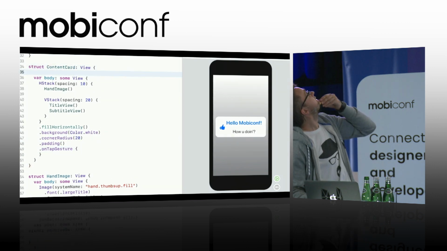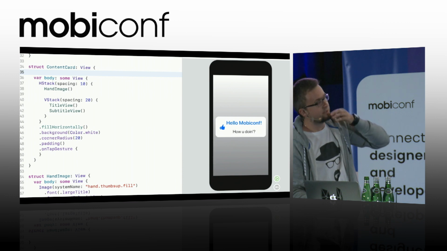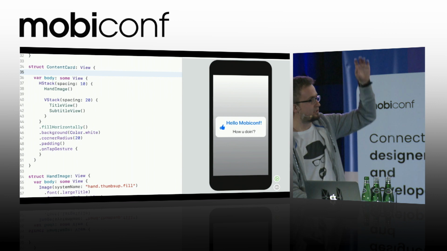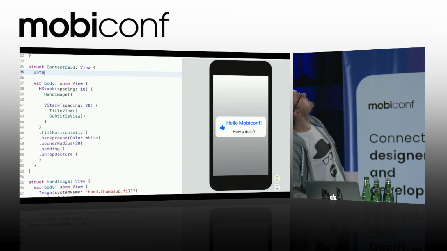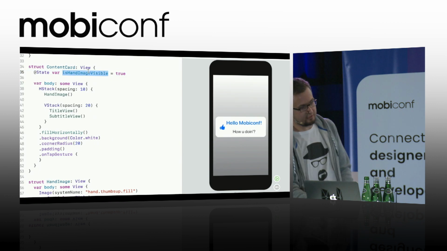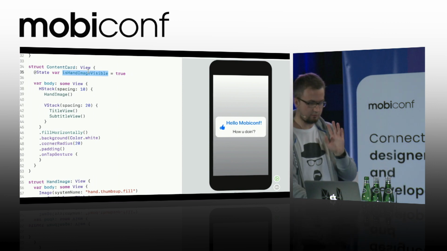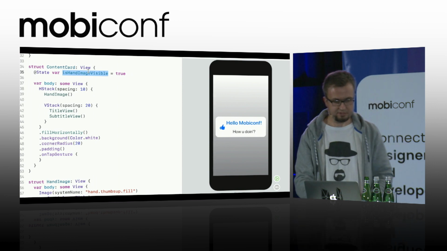I have this hand image, and I want to hide this. How do I hide this using this declarative approach? There's no top-bottom flow, right? Well, I declared the state property, handImageVisible, and you can see the property wrapper here, @State. The property wrapper ensures, first things first, this is the structure.